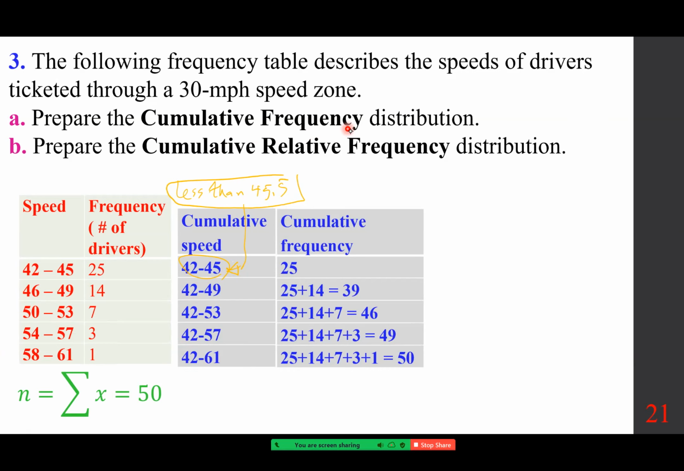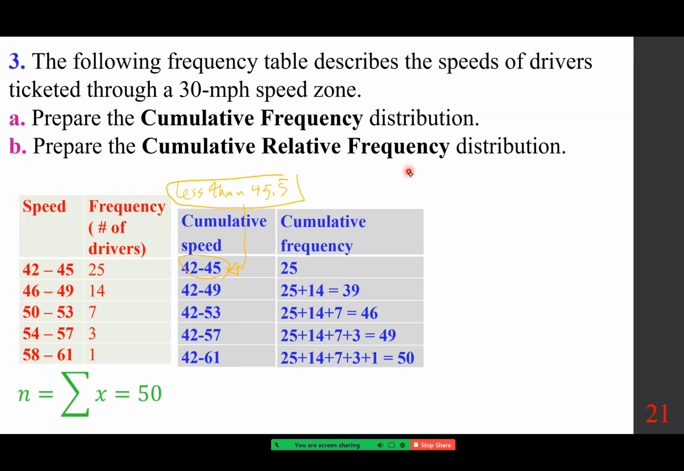So less than 45.5. In fact, some even use less than, and they put the lower limit of the next class, so less than 46. I believe this is the best format, but either way is fine. Now, the next one is asking for the cumulative relative frequency.